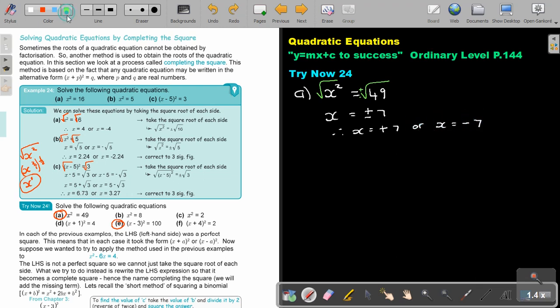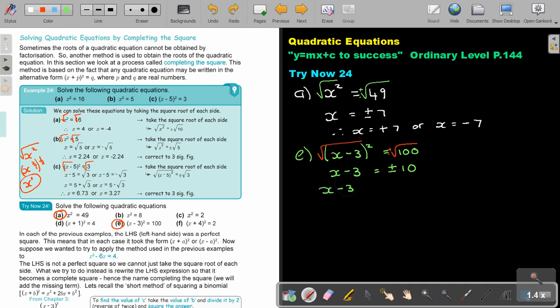Okay, and then number E, (x minus 3) squared is equal to 100. Now in this case, I do exactly the same. I take the square root, and don't forget your plus minus there. So in this case, it's just going to become x minus 3, because the square just disappeared, and it's plus minus 10.